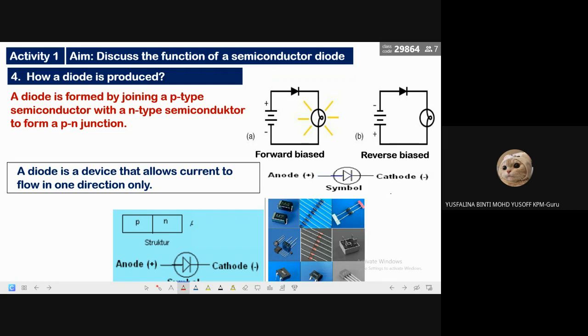But there is an arrangement for that. Sometimes we can use one diode or four diodes. That one we will learn later. Rectifier.